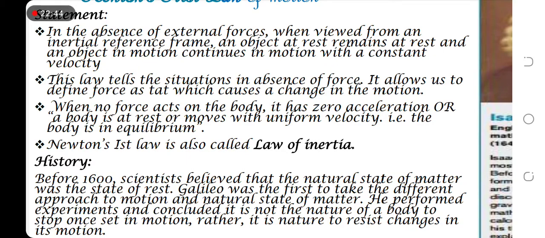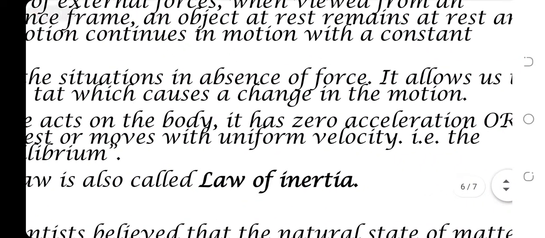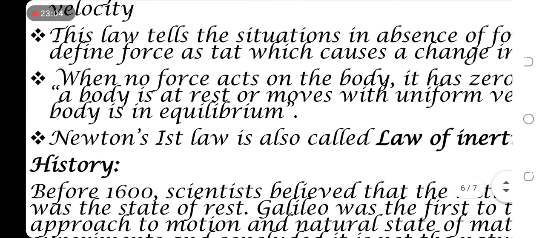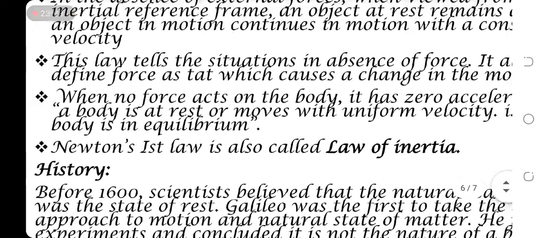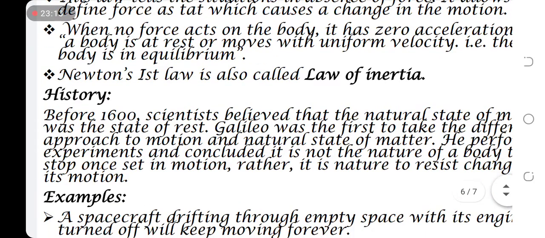Basically, the first law of motion describes that acceleration is produced only when force acts on it. When no force is acting on the body, it has 0 acceleration, or the body is at rest or moves with uniform velocity. If a body has 0 acceleration, then it means that the body is in equilibrium. Newton's first law of motion is also called the law of inertia.